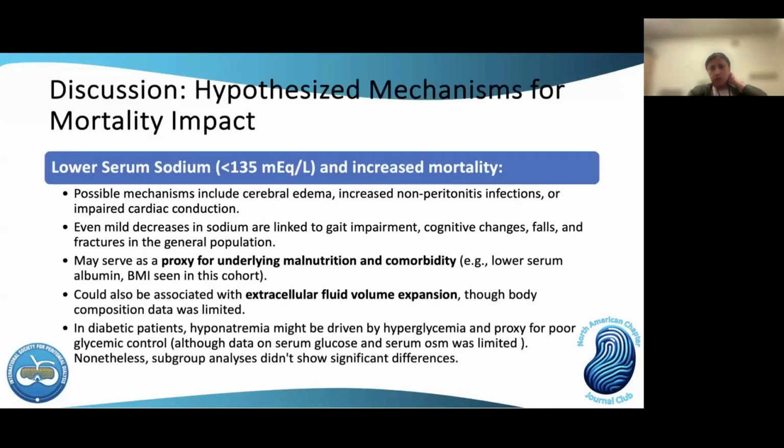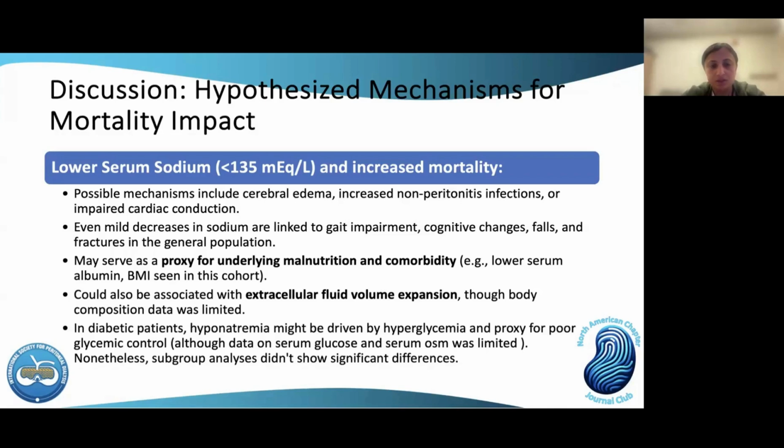So the proposed hypothesized mechanism for mortality impact for those patients who had a serum sodium of less than 135: they suggested that it's possible because of risk of cerebral edema, increased non-peritonitis infections, or impaired cardiac conduction in these patients. We know that mild decrease in sodium is linked to gait impairment, cognitive changes, falls, increased risk of fractures, and more comorbidities in these patients. So that might be playing a role.